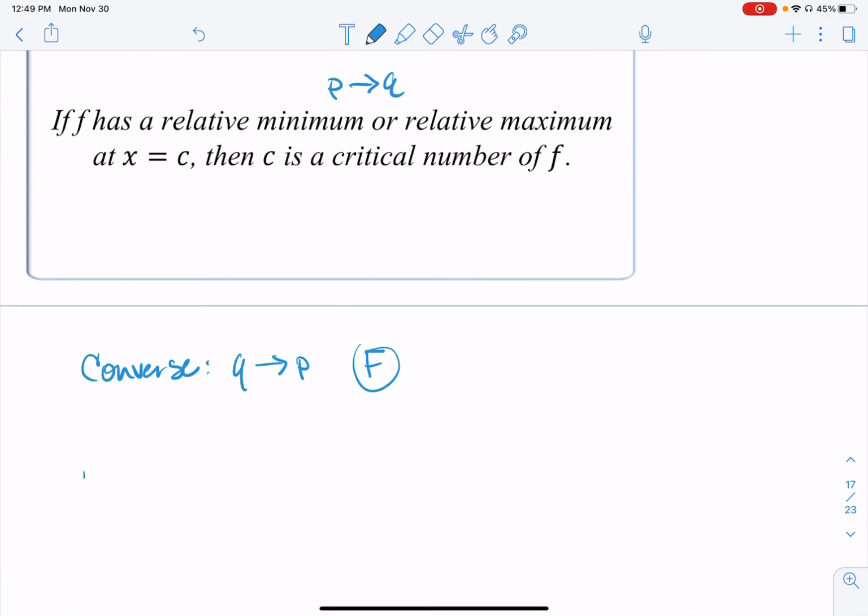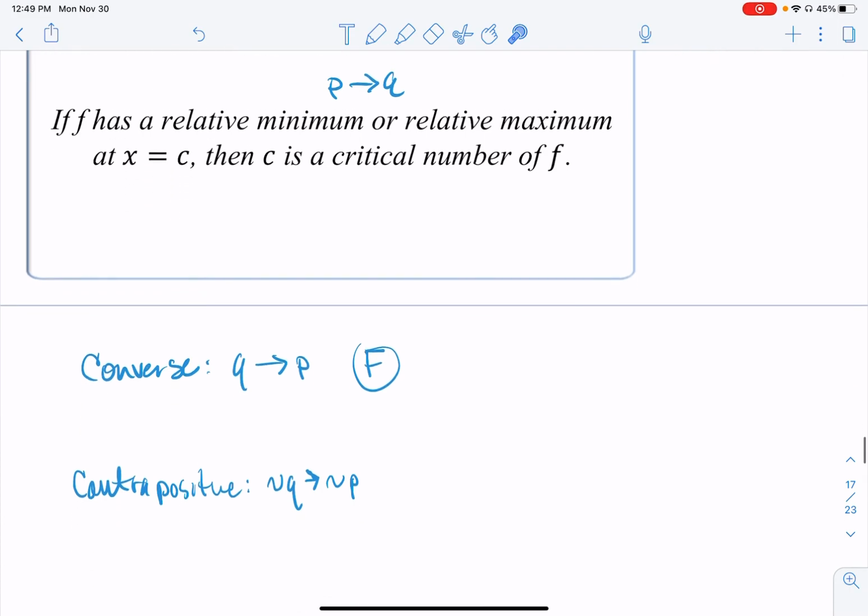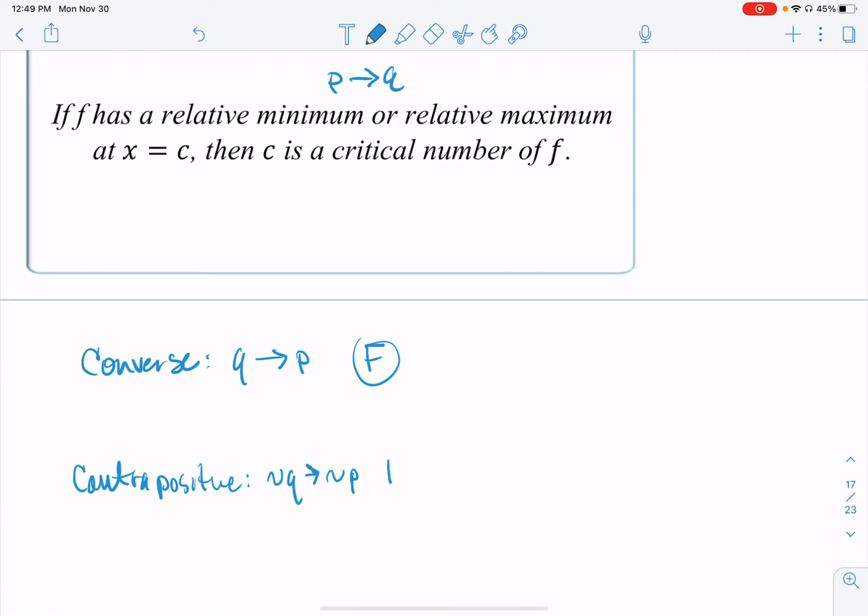Okay. The next one, how about contrapositive? How do you write the contrapositive? Contrapositive, you flip them and you negate it. So it's not Q implies not P. So in this case, it would be if c is not a critical number of f, then f does not have a relative minimum or maximum at x equals c. Is that true or is that false? That one is going to be true, because remember that this is always logically equivalent.